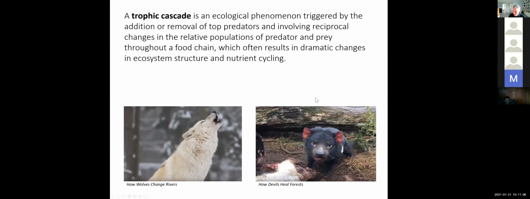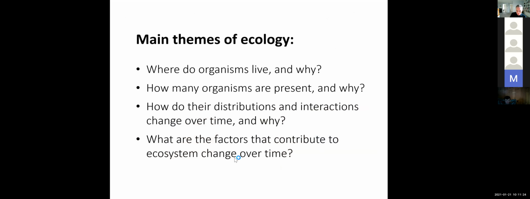So pretty amazing, right? That a single species like that can have this incredibly dramatic impact on the entire ecosystem. And there's one more example of this that deals with Tasmanian devils. So look at that one.